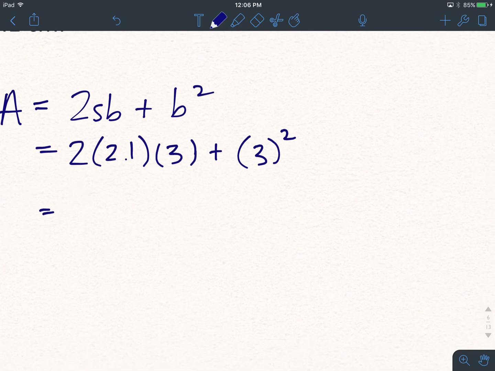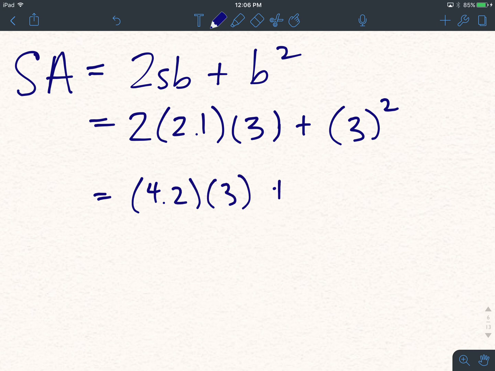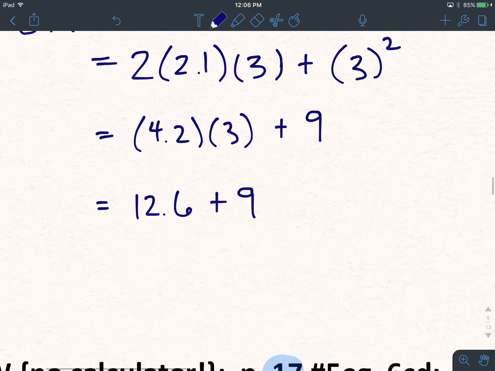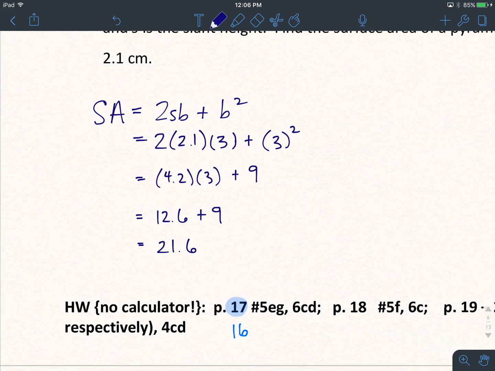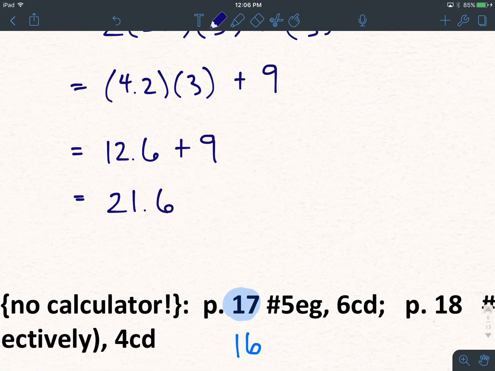We have here, and I'll just do this multiplication in my head sort of in a linear fashion as I go along. So that's going to be 4.2 times 3 plus 9. And 4.2 times 3, that's going to be 12.6 plus 9. And 9 added to that will give us 21.6. And I believe the unit of measure for our surface area will be in centimeters, but because it's an area, it will be centimeters squared.